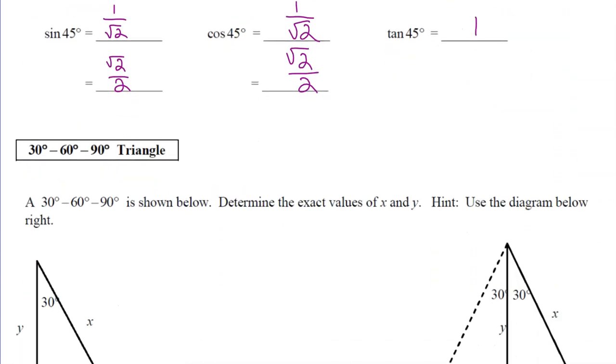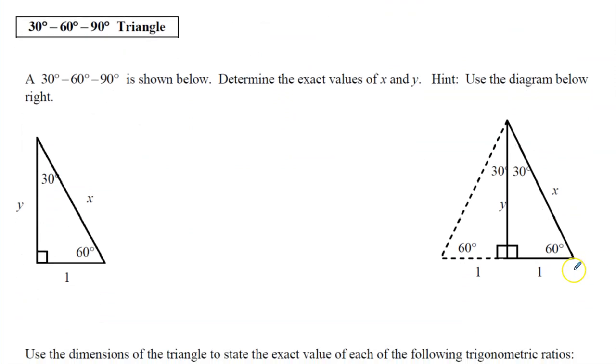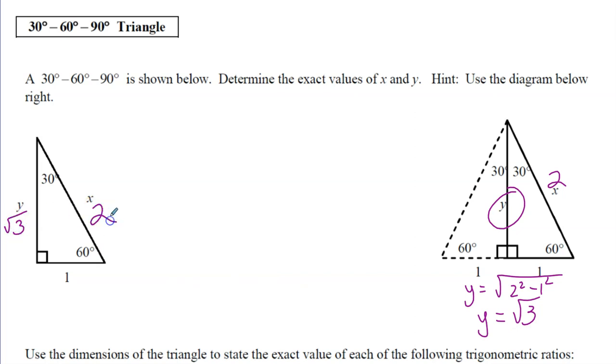A 30, 60, 90 triangle is shown below. Determine the exact values of x and y. Use the diagram below to the right. So basically, if this is an equilateral triangle here with 60, 60, and 60, and this is 1, then this must be 2. And this, well, Pythagorean theorem again. So y will be the square root of the hypotenuse squared minus 1 squared, 2 squared minus 1 squared. So y will be root 3. So this side is root 3. This is 2.